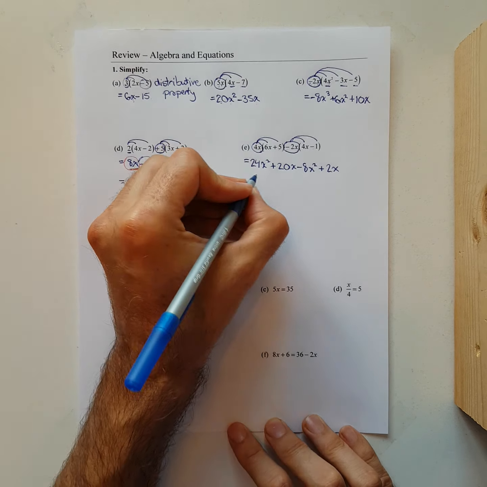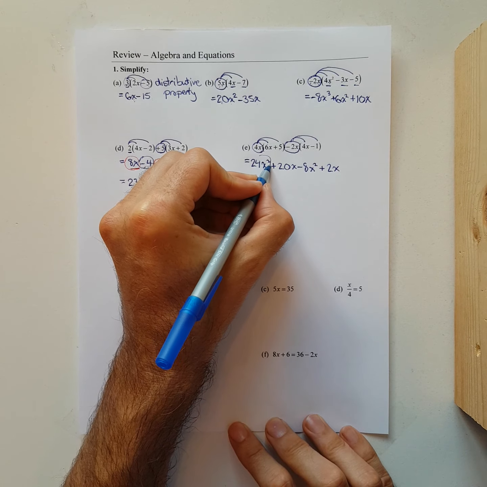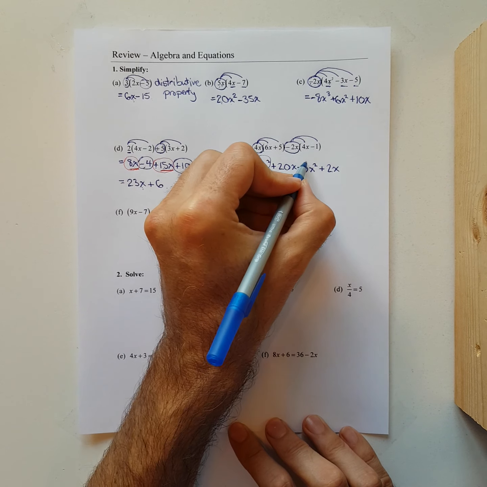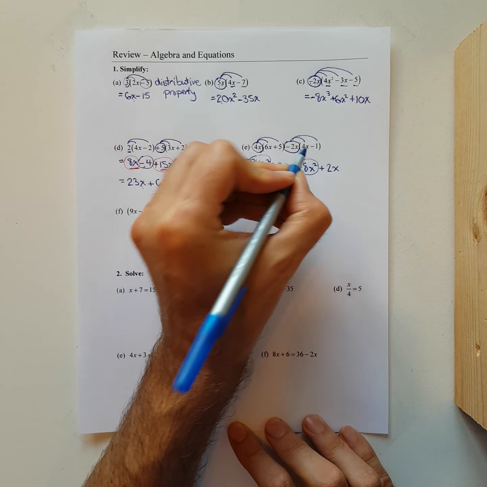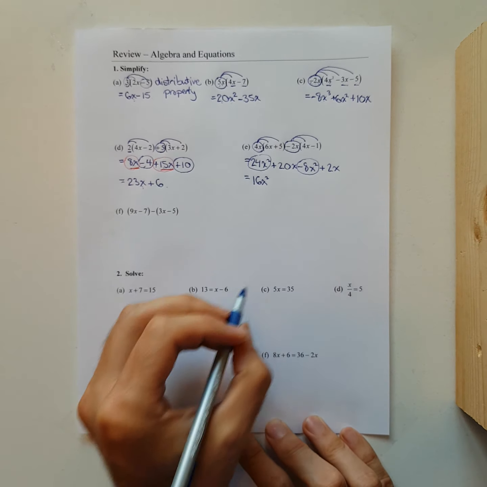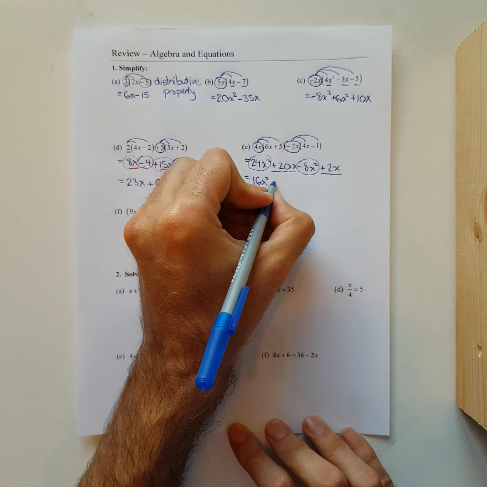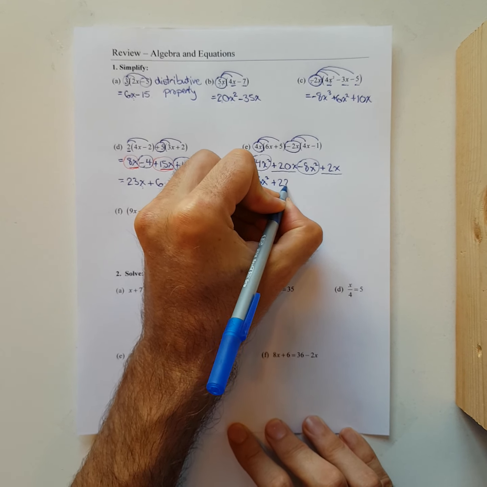Collecting our like terms, in this case I have x squared, so I have 24x squared, and I'm going to subtract off 8x squared. So we will get 16x squared, and then I have a +20x and a +2x, so that will collect together to give us 22x.